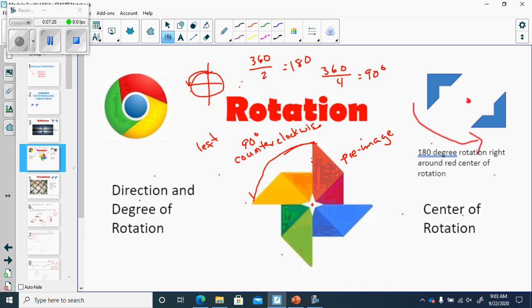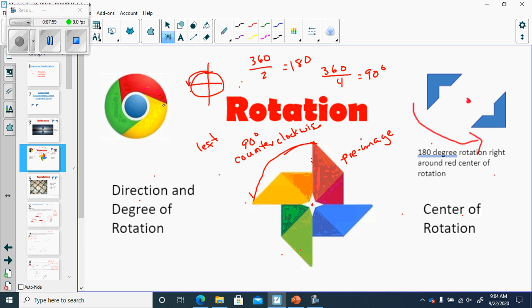How about the blue one? Well, I could say that I rotated it 270 degrees. That would be 3 turns, right? 90, 180, 270. I've rotated this 270 degrees to get there around this center, going left, or I could rotate this 90 degrees right, clockwise, right? Get the same image. These images are congruent to each other. They're created from rotations. That means they're congruence transformations.